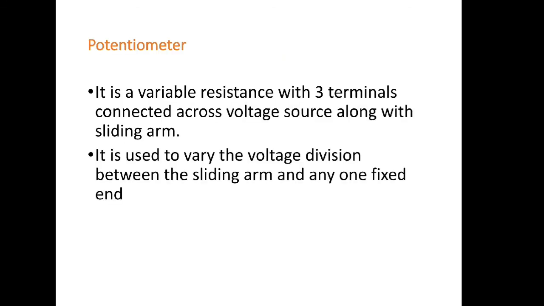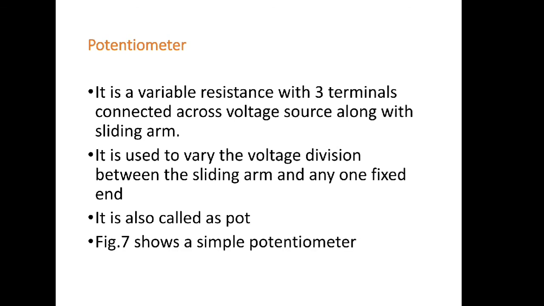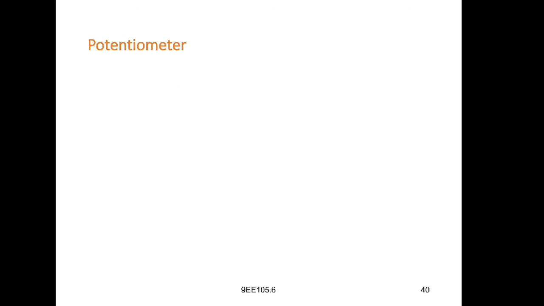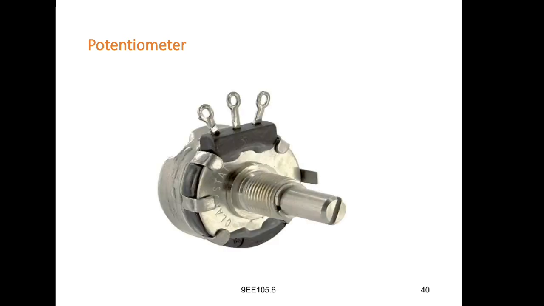And potentiometer, it is a variable resistance with 3 terminals connected across the voltage source along with the sliding arm. It is used to vary the voltage division between the sliding arm and any one fixed end. It is also known as a POT, simply the potentiometer. Here in a potentiometer you can observe the 3 terminals as shown here. The 2 terminals are fixed to the supply and the third terminal is the variable terminal, and that will vary the voltage from 0 voltage to the maximum value by varying the sliding contact.